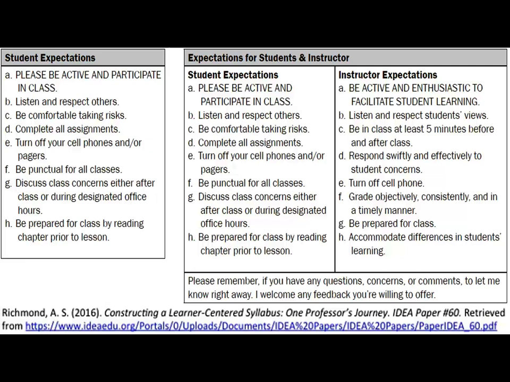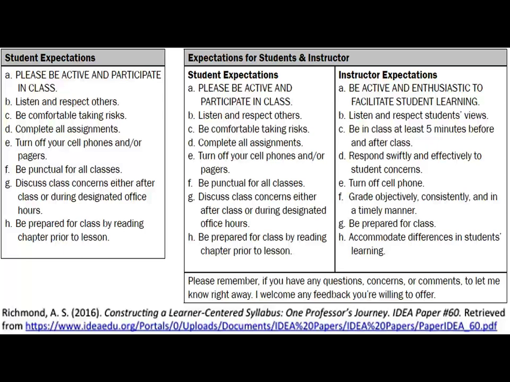If you want them to be active and participate in class, then you need to be active in facilitating class. If you want them to be comfortable taking risks, then you need to create an environment in which it is okay for them to take risks and fail. If you want them to be prepared for class, then you need to be prepared for class. So have very clear, defined roles, not just for them, but for you as well, and then communicate that to them. This is what I want you to do. This is what I expect you to do. This is what you can expect from me.